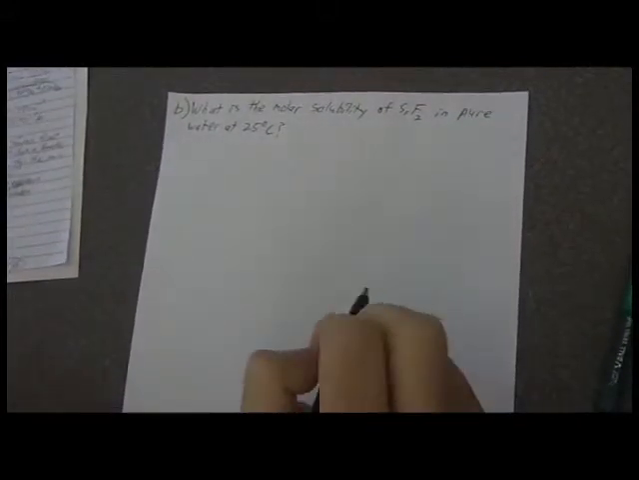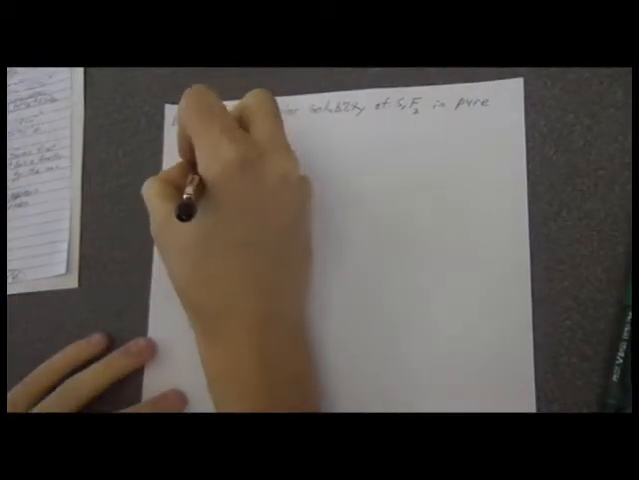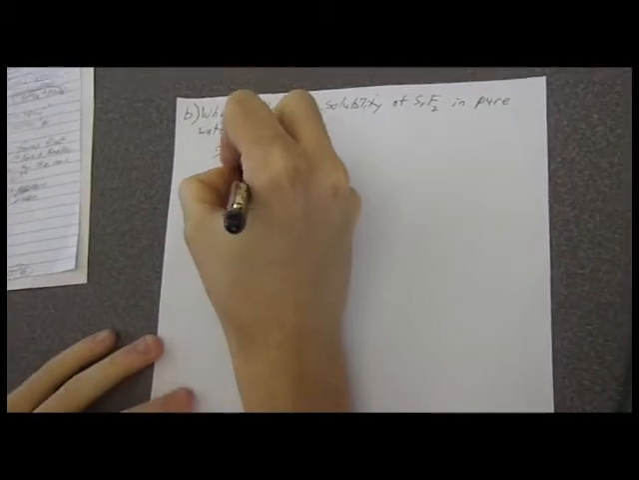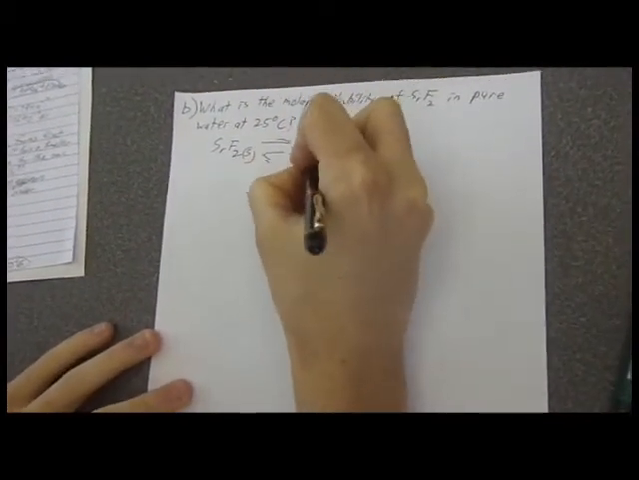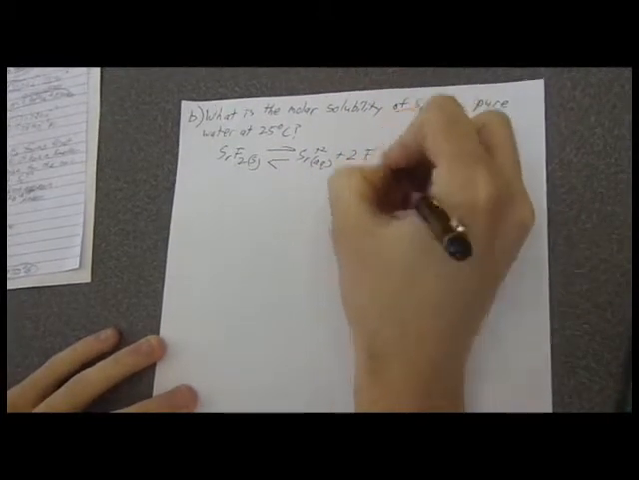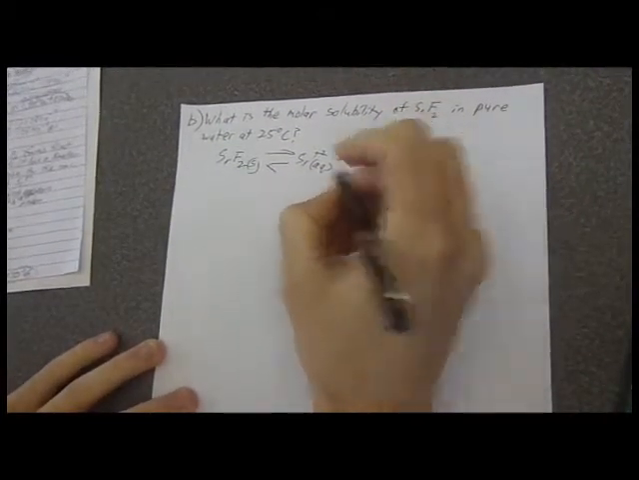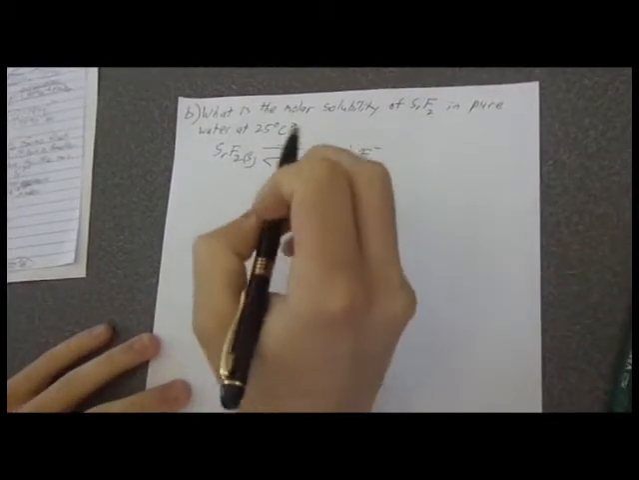Part B. What is the molar solubility of SrF2 in pure water at 25 degrees Celsius? So this is basically the same thing as question A. So we're going to start with a full equation. So we have SrF2 solid yields Sr plus 2 ion aqueous plus 2 F negative aqueous. Make sure you balance the equation because this 2 is going to be important later on in the problem.